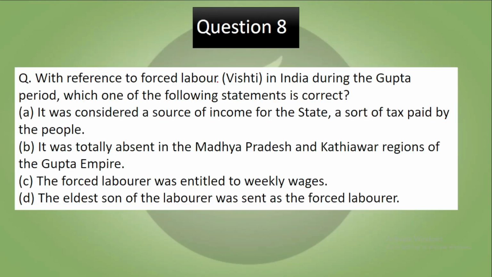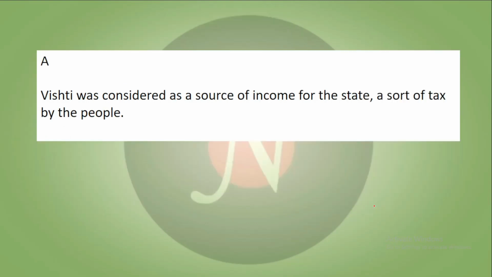Question 8. With reference to the forced labor Vishti in India during the Gupta period, which one of the following statements is correct? A, it was considered a source of income for the state, a sort of tax paid by the people. B, it was totally absent in Madhya Pradesh and Kathiawar regions of the Gupta Empire. C, the forced laborer was entitled to weekly wages. D, the eldest son of the laborer was sent as the forced laborer. Pause the video, try to answer.